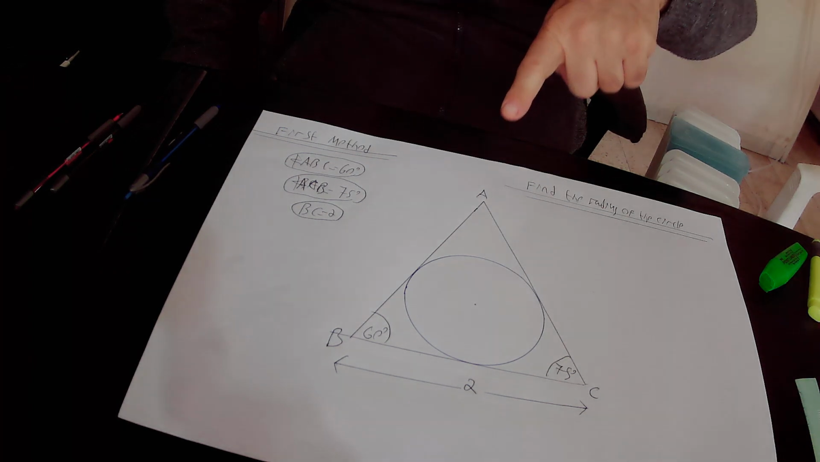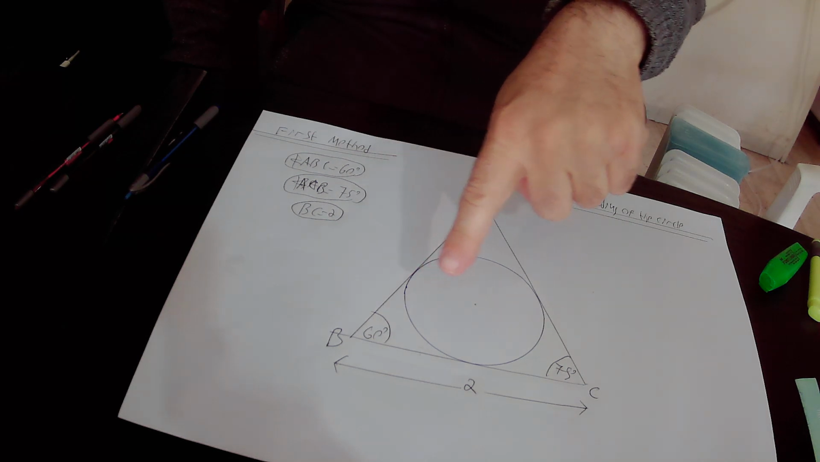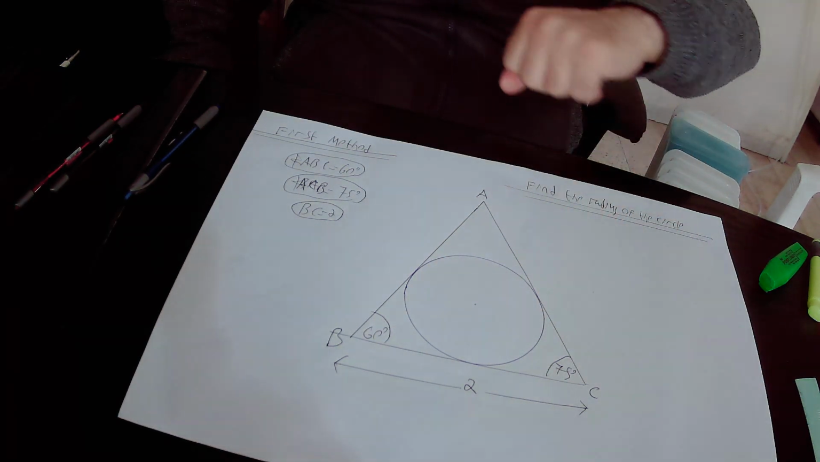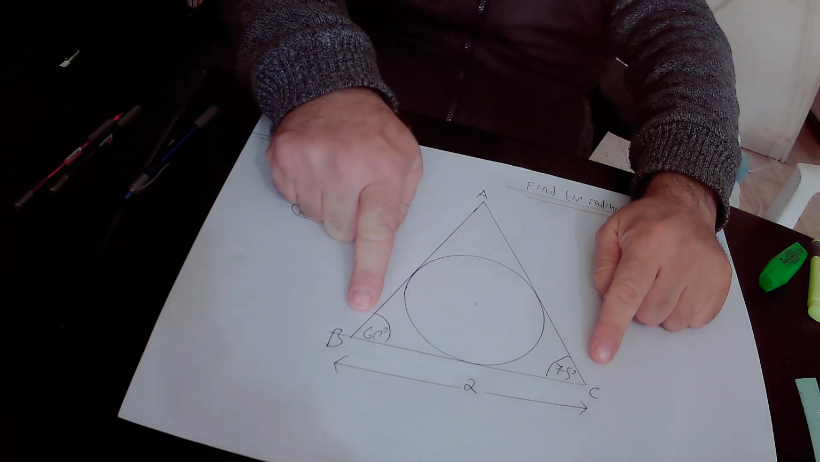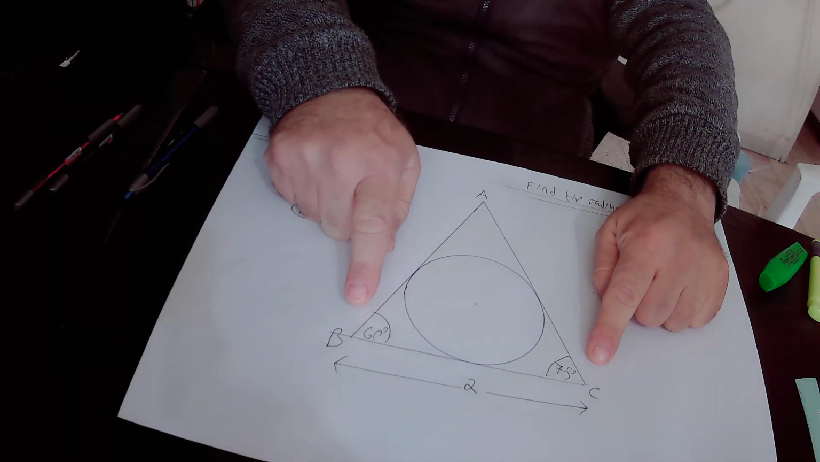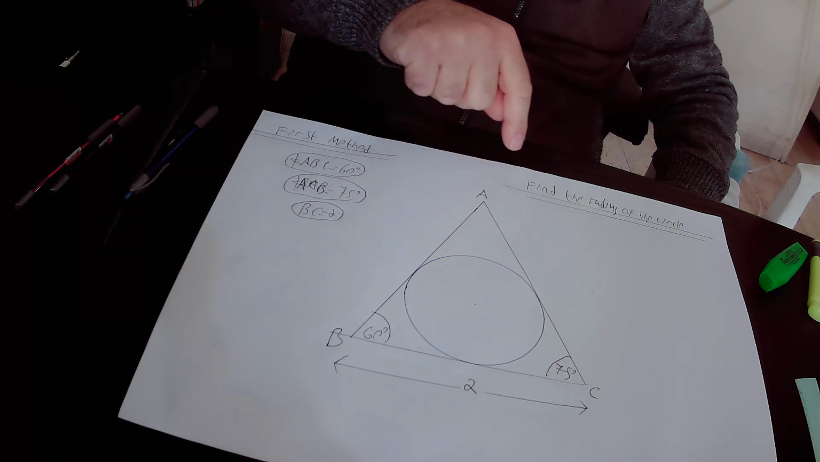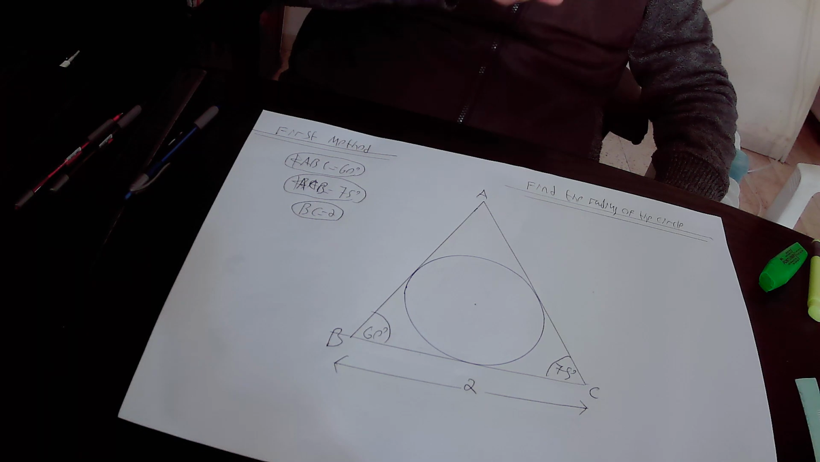In addition, we know that angle ABC equals 60 degrees in its size, and angle ACB equals 75 degrees. We also know that side BC of this triangle ABC equals 2 units in its length. And our mission is to find the radius of this circle that is inscribed by this triangle ABC. We start with the first method.